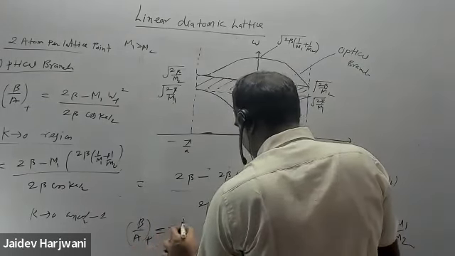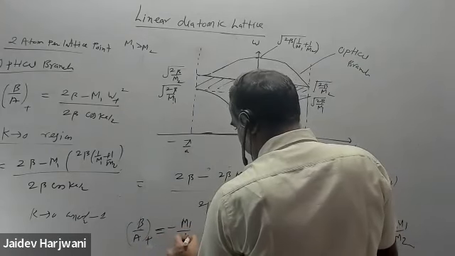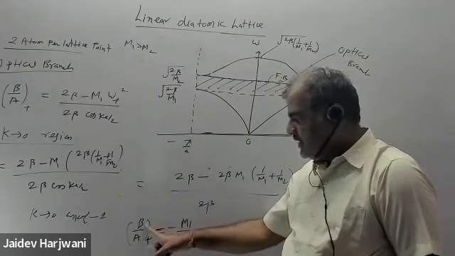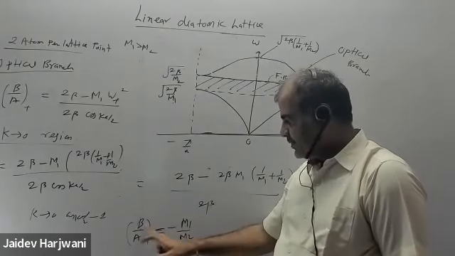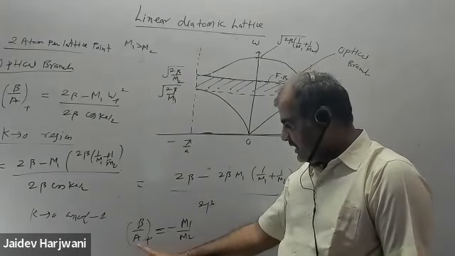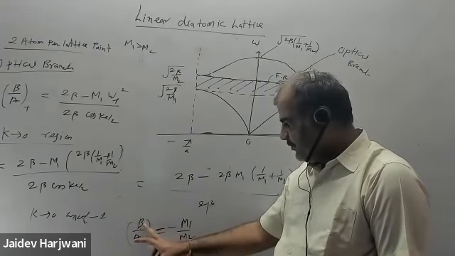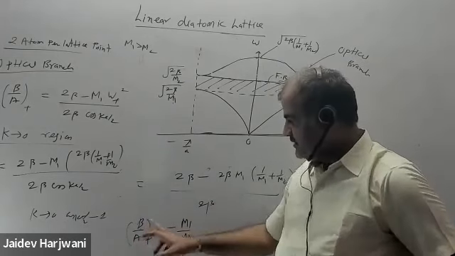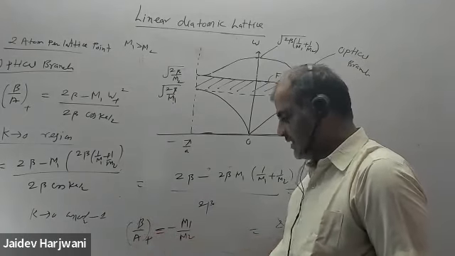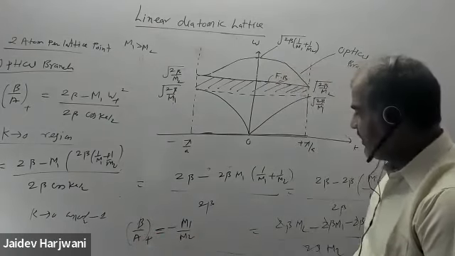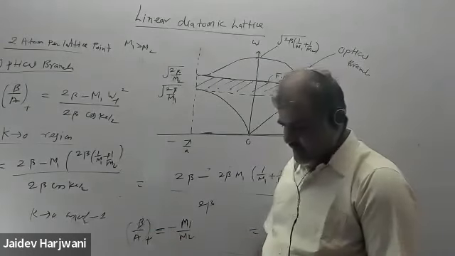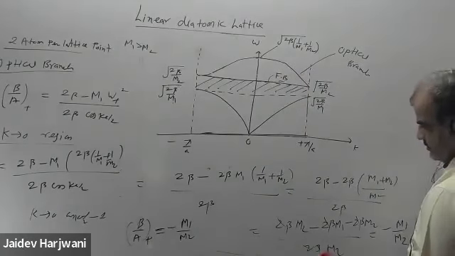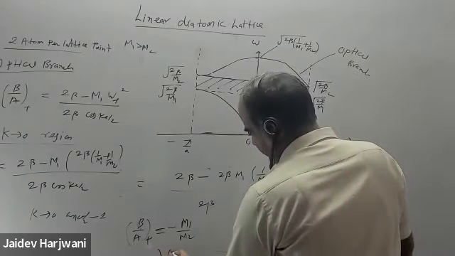So my b by a ratio for the optical branch will be minus m1 upon m2. I told you that b is the amplitude of the lighter atom and a is the amplitude of the heavier atom. The amplitude of an atom is inversely proportional to its mass, so b is proportional to 1 upon m2 and a is inversely proportional to m1, and there is a minus sign also. What it suggests is that they are both out of phase.